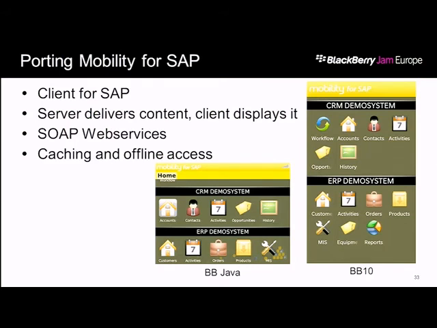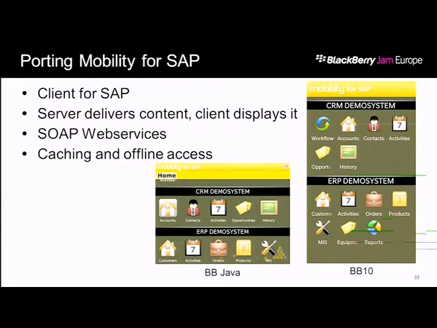So we've ported one of our main business applications. It's a mobile client for SAP. I think many of you know it. If you don't know it, you probably don't need it. So all the content comes from a server. And here on the left side, you see the Java client. On the right side, the BlackBerry 10 client. And I think we managed to have it really similar.